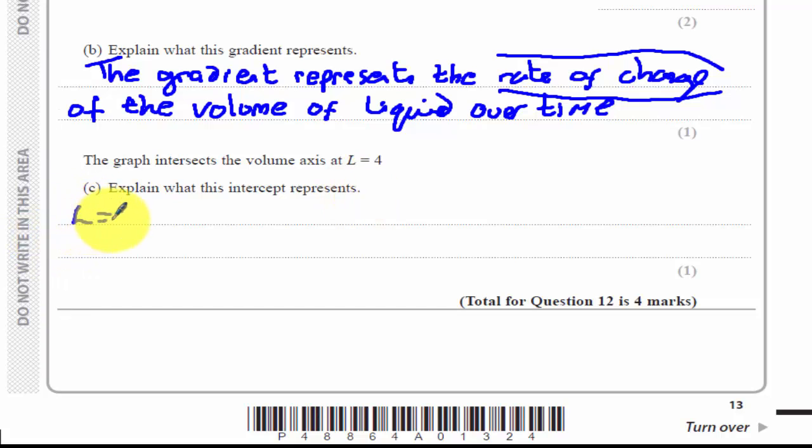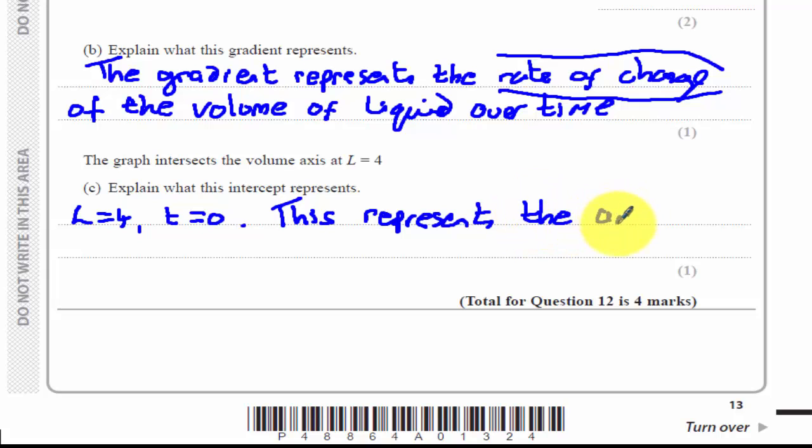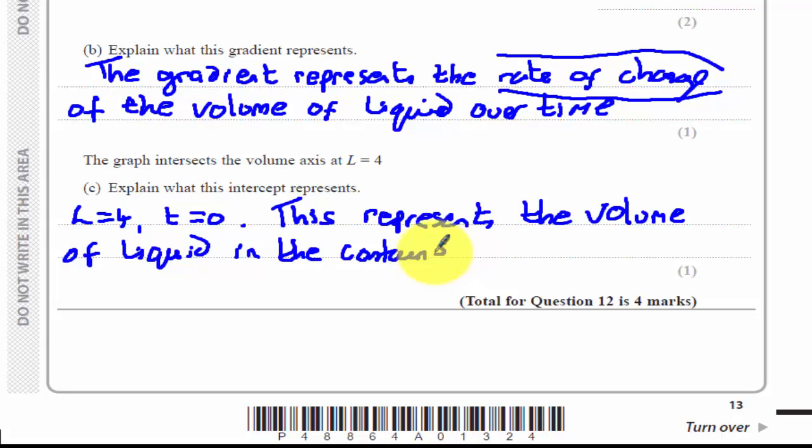Well, when L equals 4, the time is 0. This represents the amount of liquid. I should put volume. This represents the volume of liquid in the container before any was added. And that'll be 1 mark.